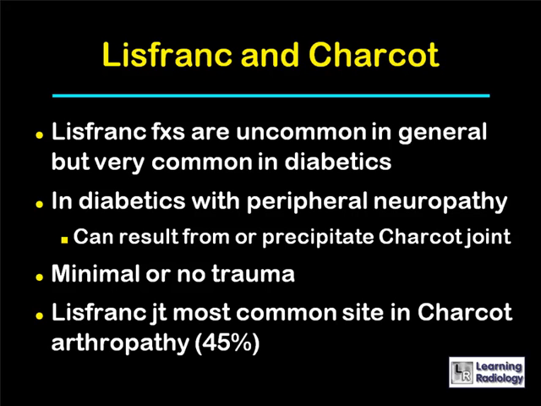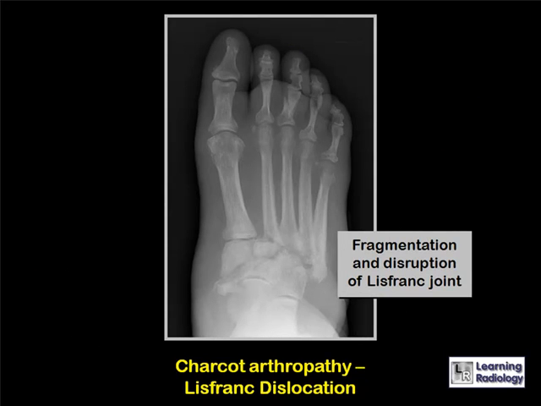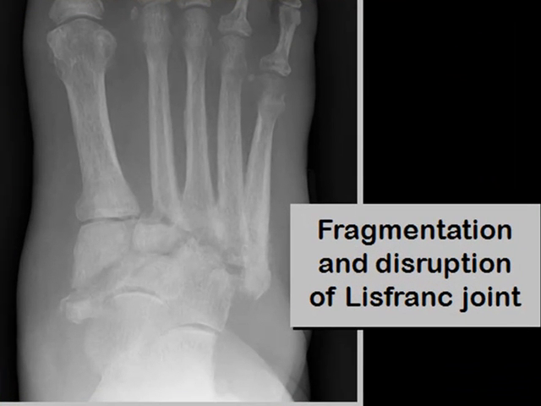And the Lisfranc joint, the tarsometatarsal joint, is the most common site for involvement in Charcot arthropathy, occurring in up to 45% of all patients with Charcot arthropathy. This is an example of a patient who is a diabetic who has Charcot arthropathy and has a Lisfranc dislocation.